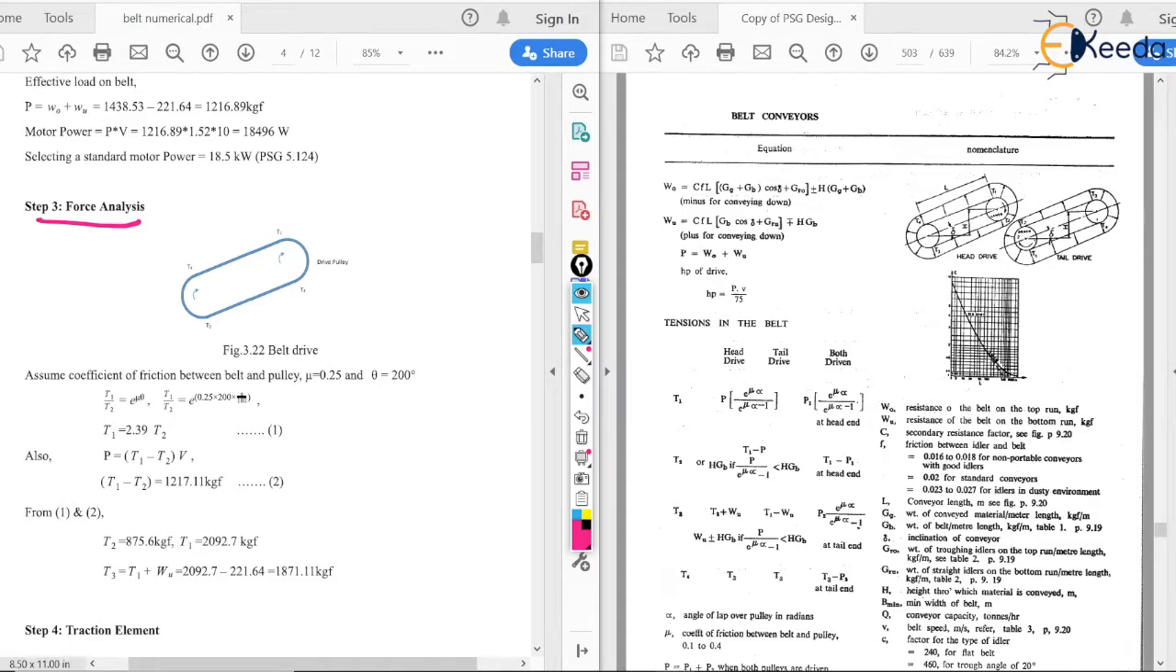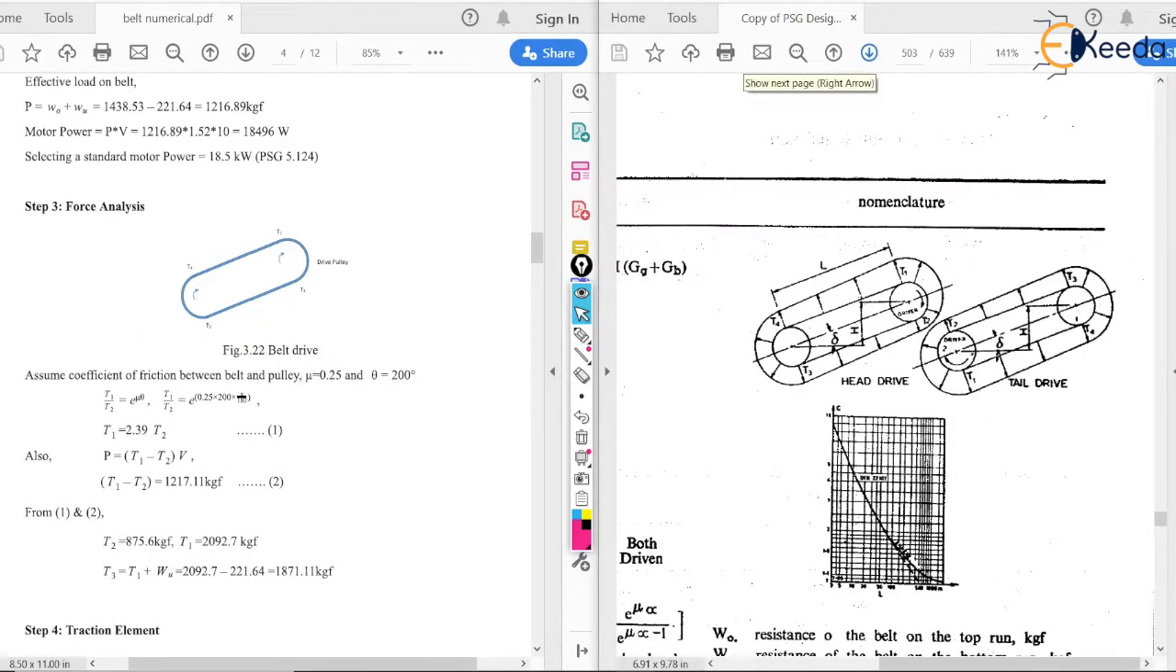In this we are going to check the tensions on each side. As you can see here, we have drawn a diagram, and there are two similar diagrams in the PSG. Here you can see there is a drive pulley and this is the driven pulley. Similarly, there is a driver member and this is the driven member. So we are going to check the diagram similar to this. We have copied this diagram.